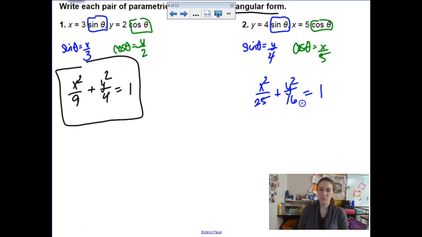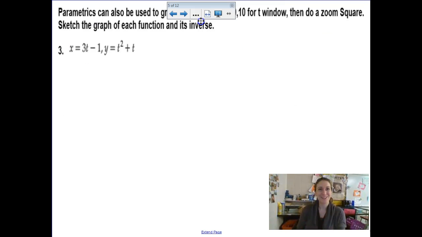But of course, commutative property, we can put those terms in any order you want. Old habits die hard for me, and I always put the major axis first on an ellipse. I say always. I try to always put major axis first.